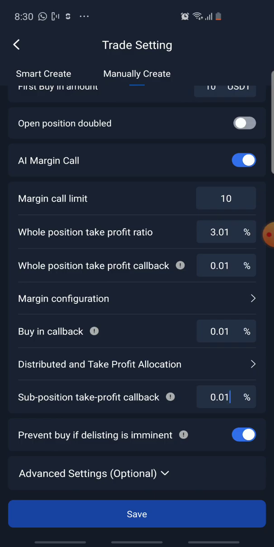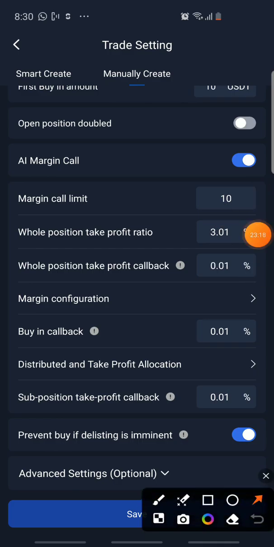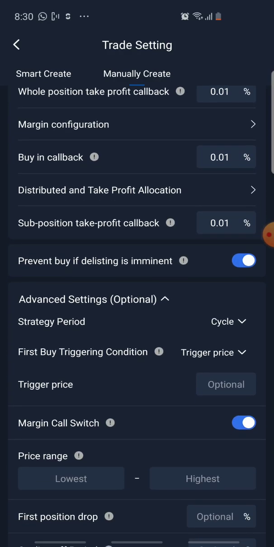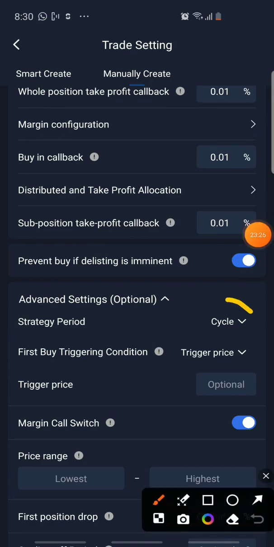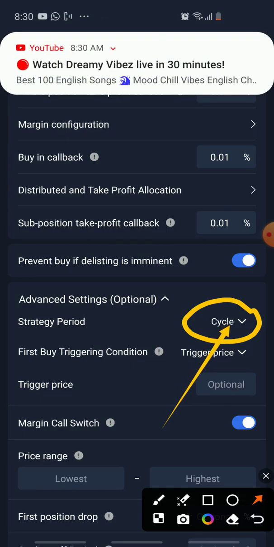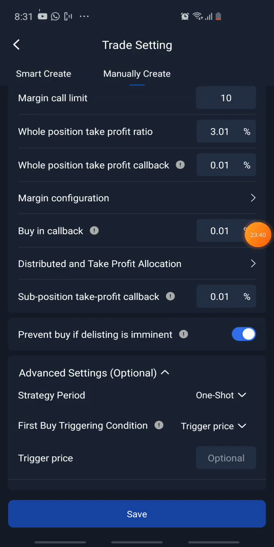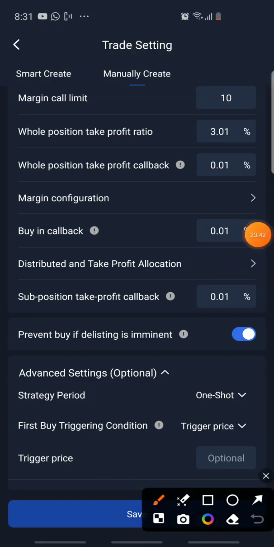Then after that, we have here what we call advanced settings. So when you click on it, that's where you find the strategy period. You always find there a cycle, but always switch it to one shot. You just need to click on that word cycle. When you click on cycle, you find it will change to one shot.